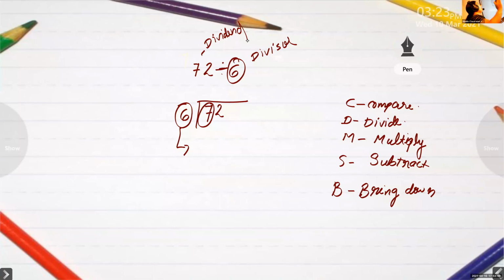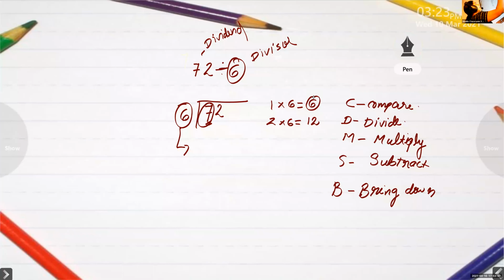So you can write 6 outside. 6 is the divisor. You can write the table of 6 and check whether 7 is coming in the table of 6. 1 6 is 6. 2 6 are 12. Can we take 12? No, because here only 7. We are only dividing 7 now. So we cannot take 12. We can take only 6.